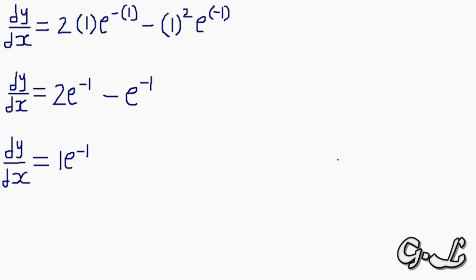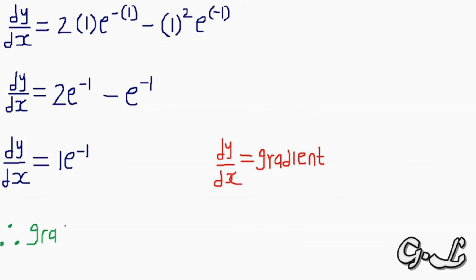We said earlier that dy dx at a certain point, particularly if you're given the x coordinate, is the one that is going to help us find the gradient. So we can conclude that our gradient is 1e to the negative 1. But we are simply going to remove the 1, because even if we don't write it, it is seen as the same. So we write e to the negative 1.